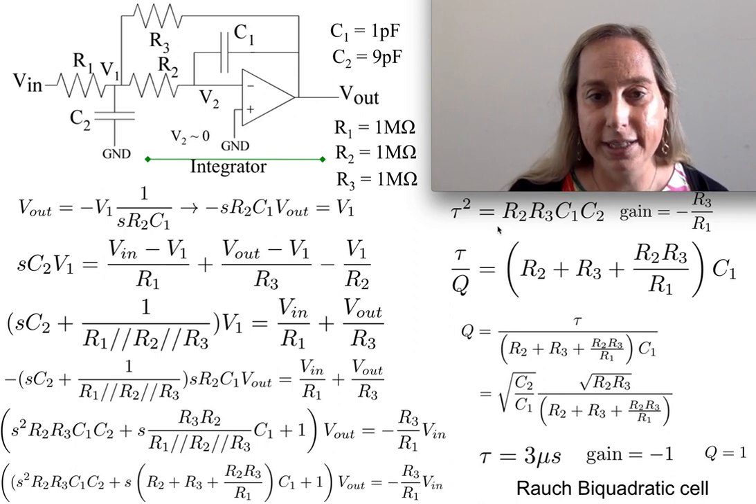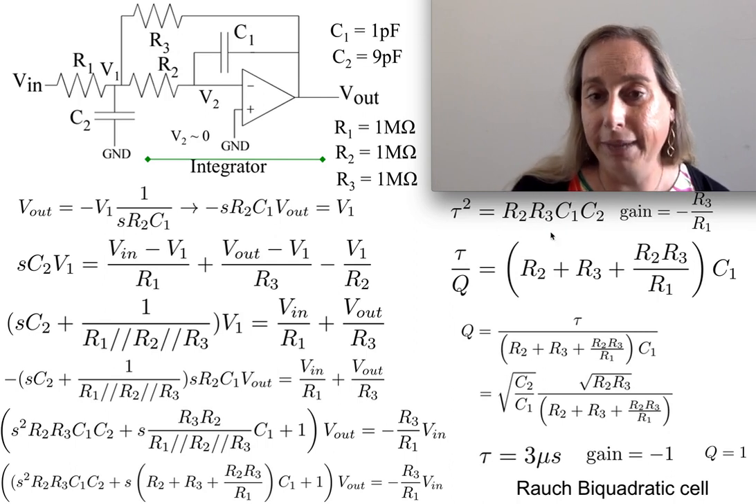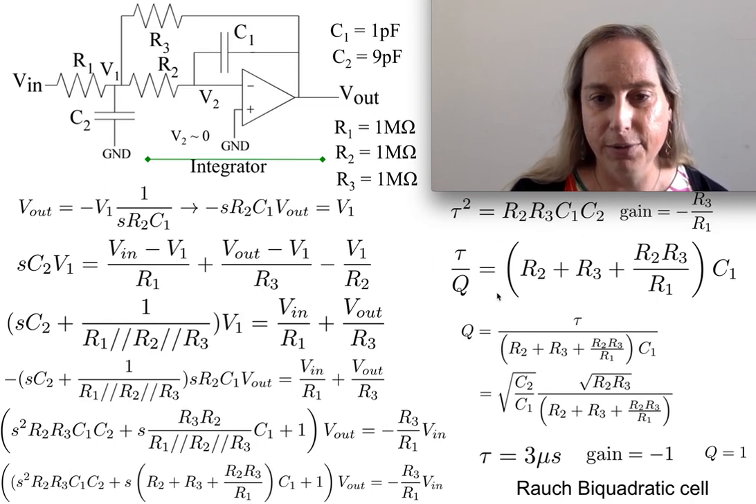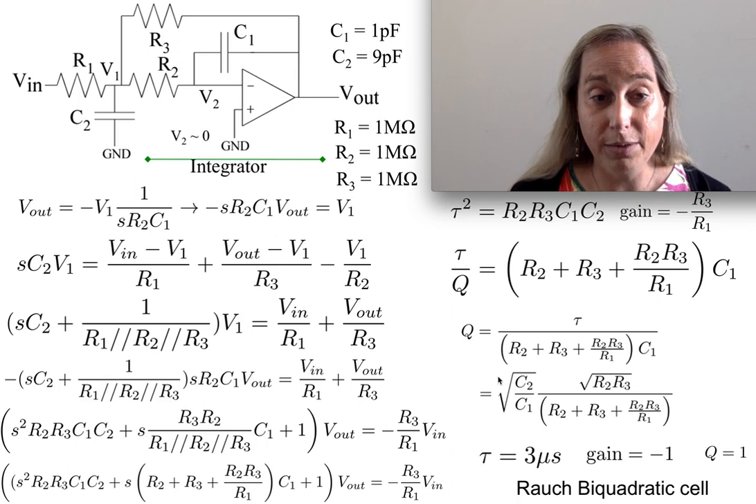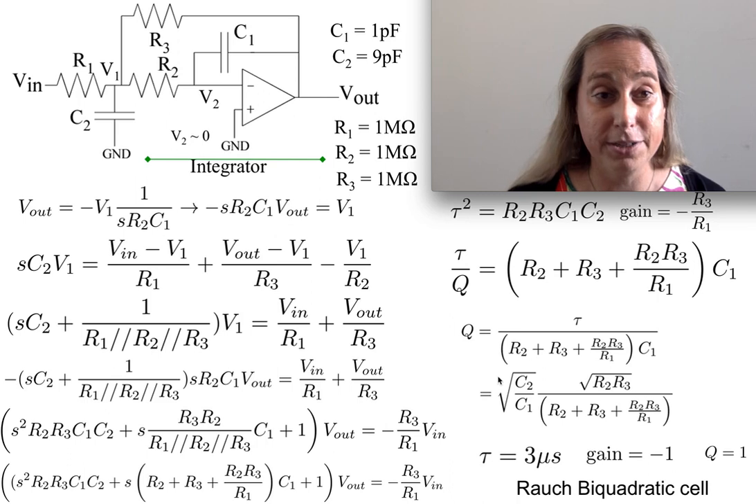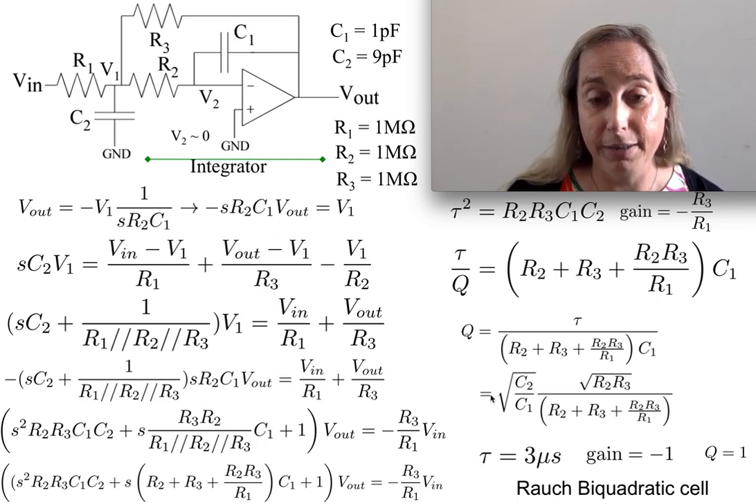As a result, I can say my tau squared is this combination of capacitors and resistors. My gain is going to be R3 over R1. And then I get a resulting response. I can try to solve for tau over Q, which gives me a relatively messy expression for Q, but it is still usable. You might think, well, this is kind of messy. But I needed only one op amp, two capacitors and a bunch of resistors, and I can get a whole range of Qs out of this by choosing different ratios of capacitors, and the resistors also have some effect in the circuit.